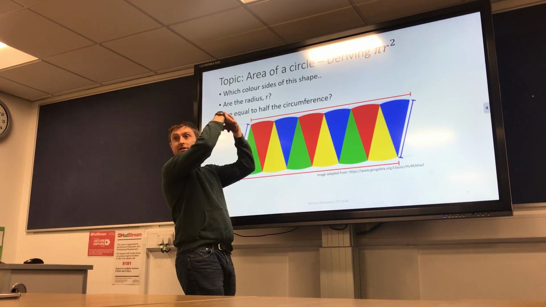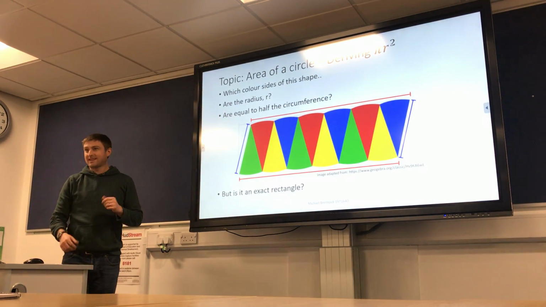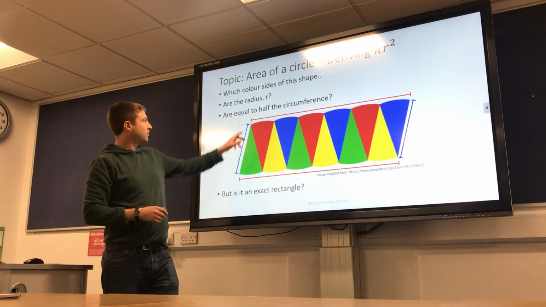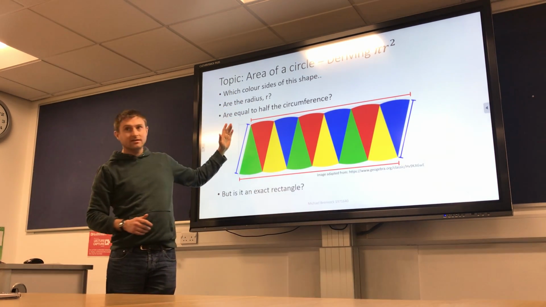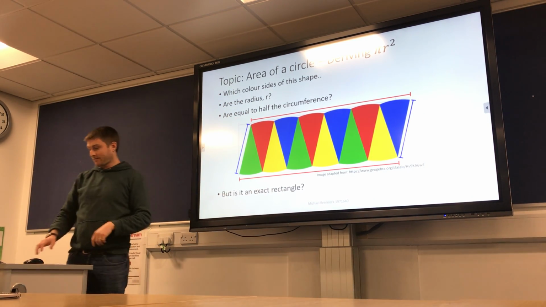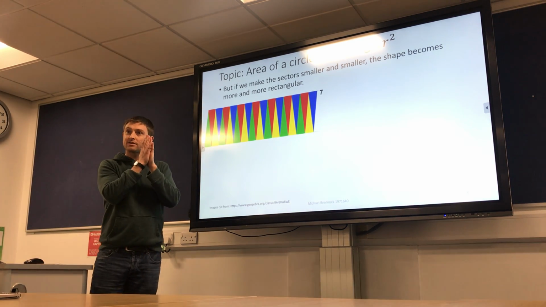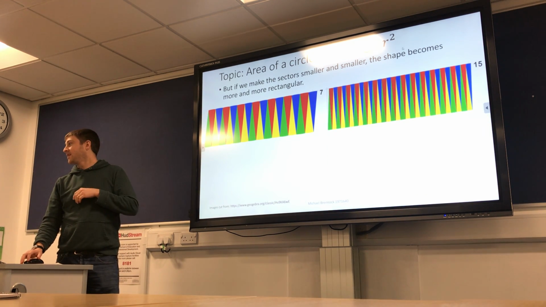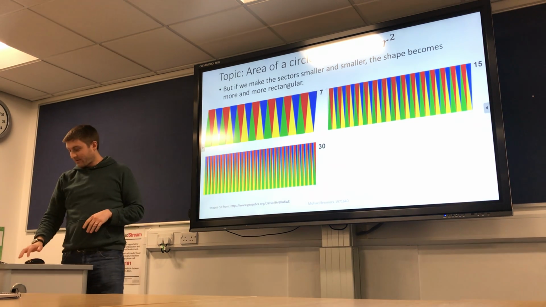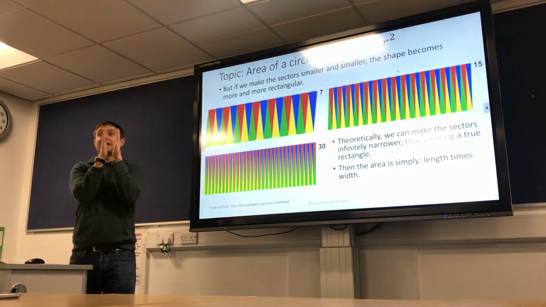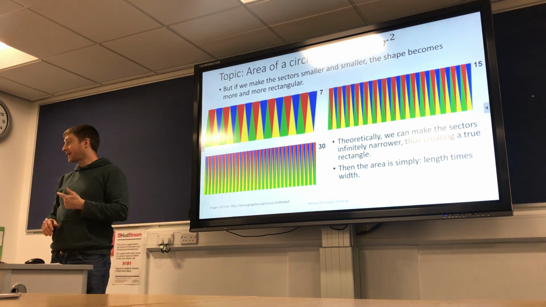If we put them back together into a circle, this would be half of it, and this would be the other half. But is it an exact rectangle? No. We can see it's curved at the top, so we have these little white gaps, and it's angled at the side, so we can't use it as is. But if we cut them into more and more sectors, make them narrower and narrower, it gets closer and closer to a true rectangle. Theoretically, we can make the sectors infinitely narrow, and then we will eventually end up with a true rectangle.